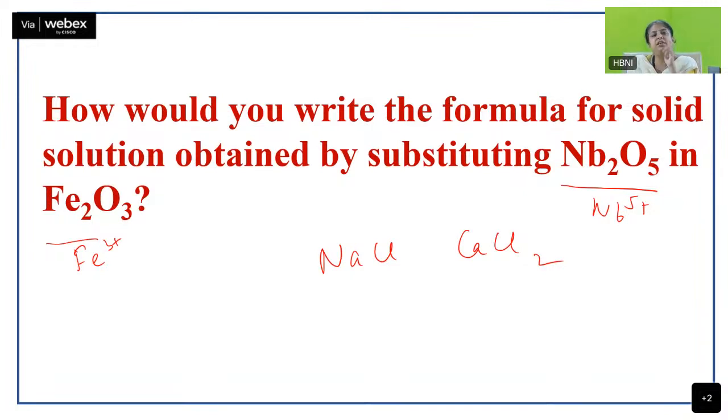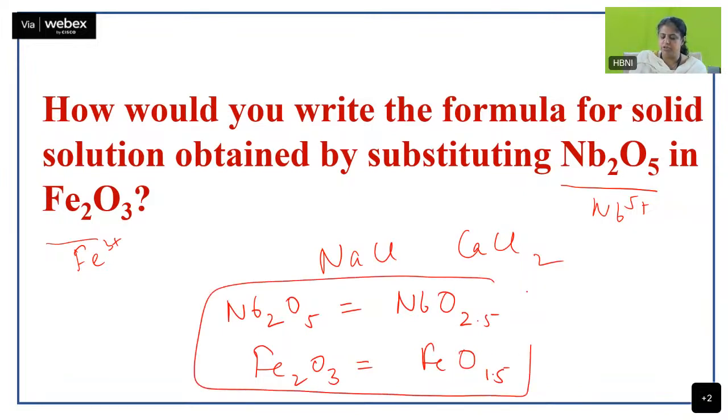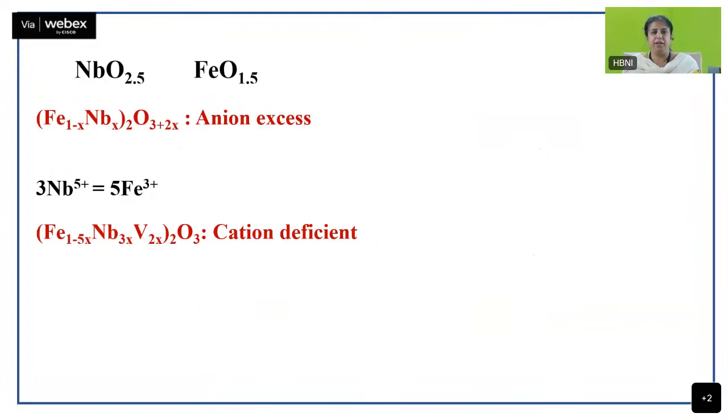So I always suggest that whenever you are asked to do such questions or calculations, write it in terms of a single cation. For example, you can write Nb2O5 as NbO5/2 or NbO2.5. And you can write your Fe2O3 as FeO1.5. If you do this, the chances of mistakes would be very, very less.